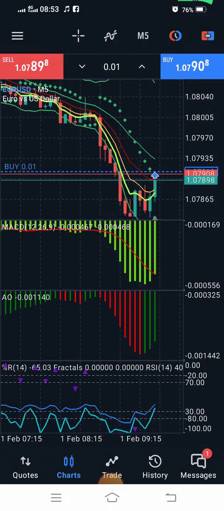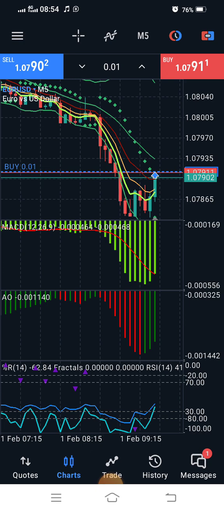All right. So basically on this chart, there's a buy order already on it. There are certain things I need to show you on this chart. By the way, this is my MetaTrader 5.